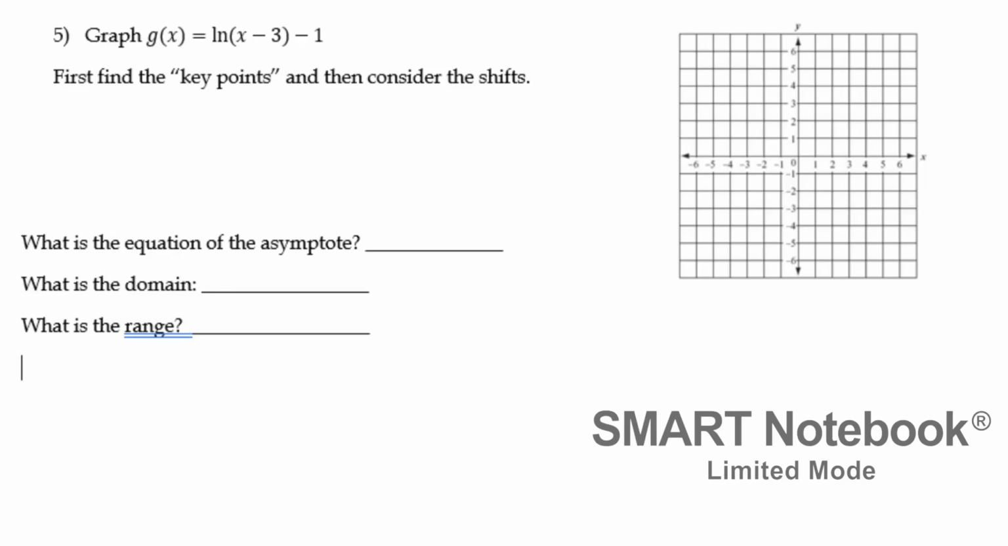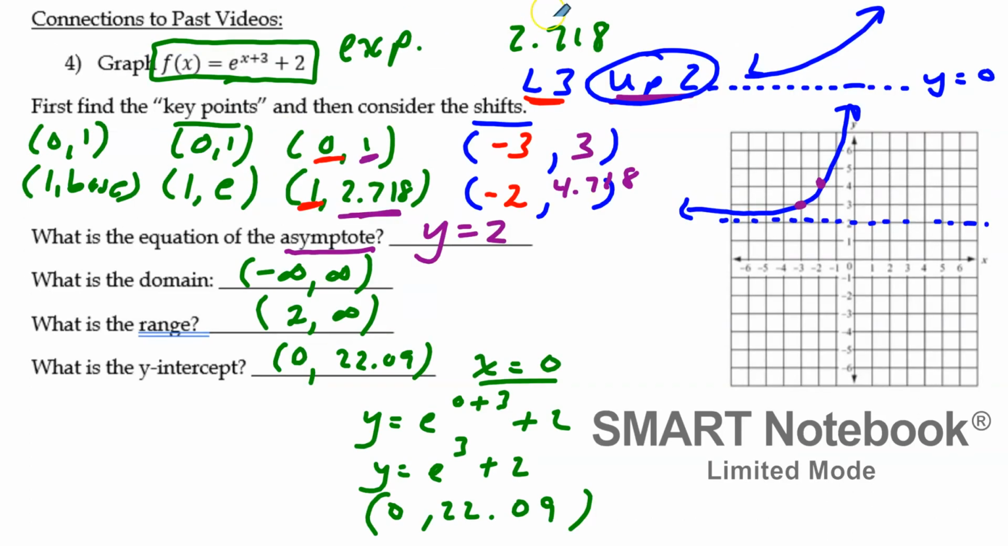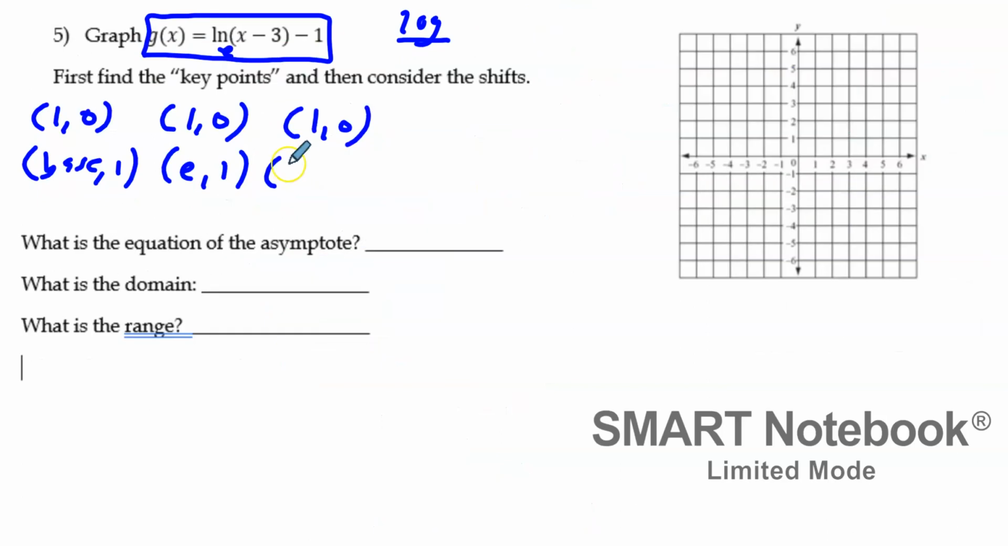Another connection to a past video. We were graphing logs in the last video. We were not graphing ln, but remember, ln is a special type of log with a hidden base e there. So if you're thinking about the key points for any log graph, the key points were the inverse of the exponent, (1, 0), and the base, 1. So we'd have (1, 0), (e, 1), which is really (1, 0), and then we said on the last example that it's really 2.718. So (2.718, 1).